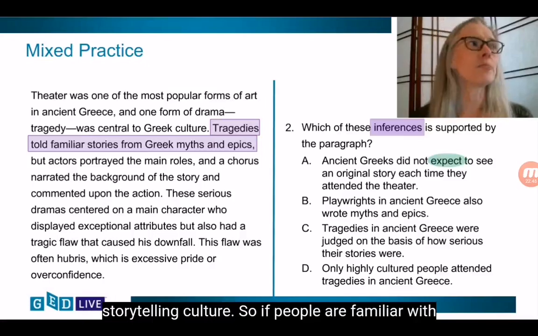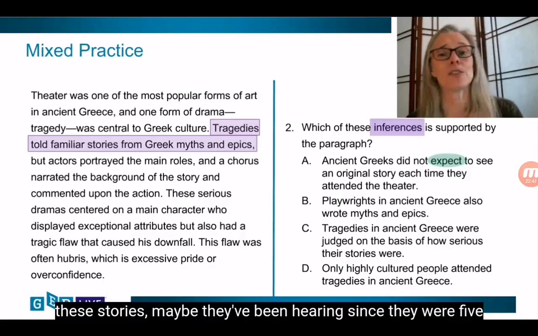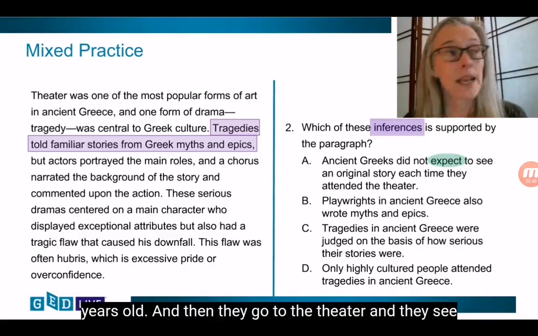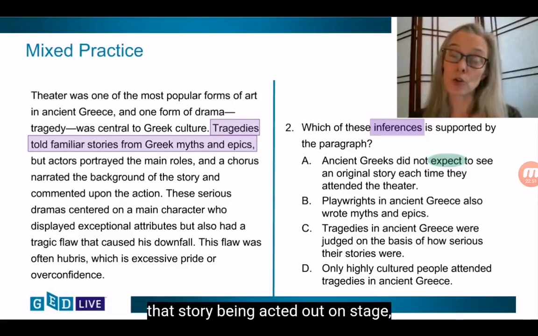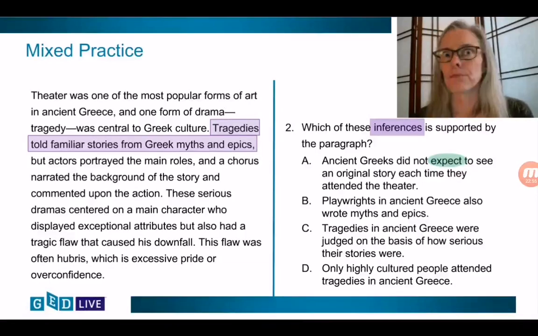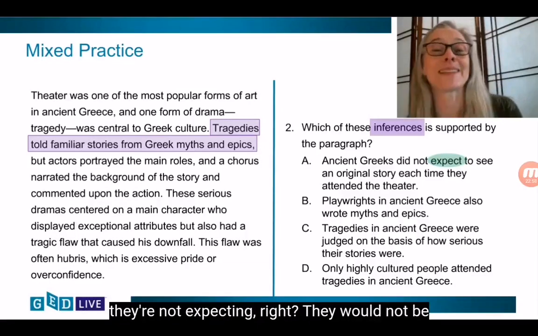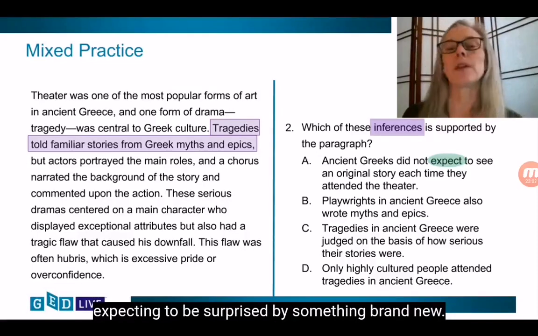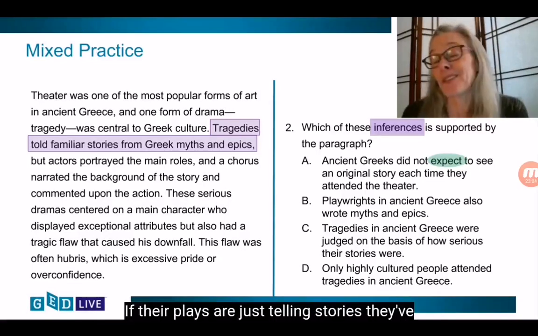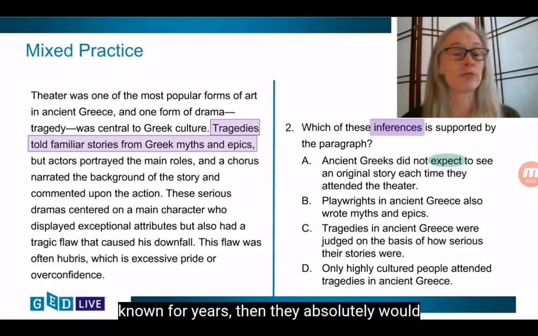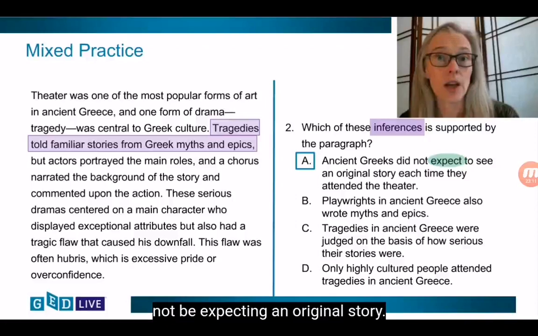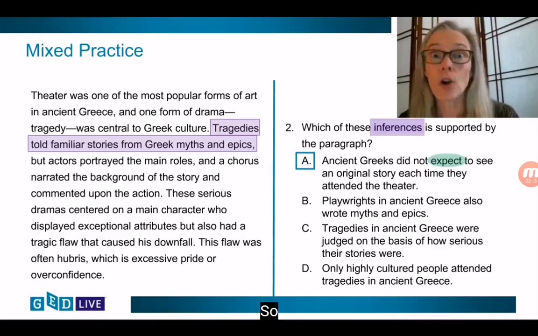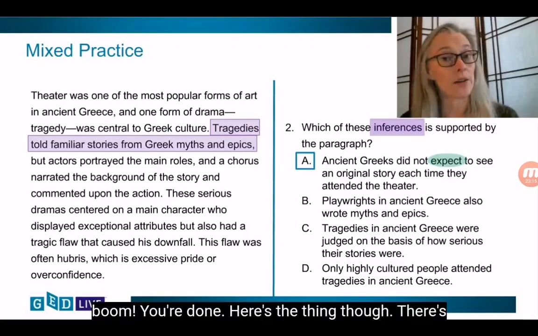So if people are familiar with these stories, and maybe they've been hearing them since they're 5 years old, right? And then they go to the theater and they see that story being acted out on stage, well then they would not be expecting to be surprised by something brand new. If their plays are just telling stories they've known for years, then they absolutely would not be expecting an original story. So, boom, you're done.